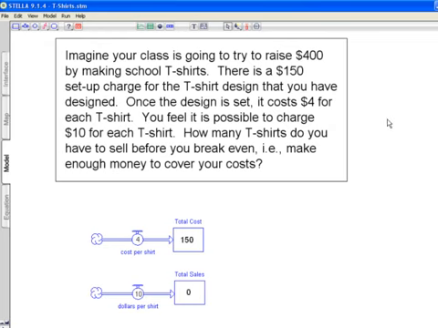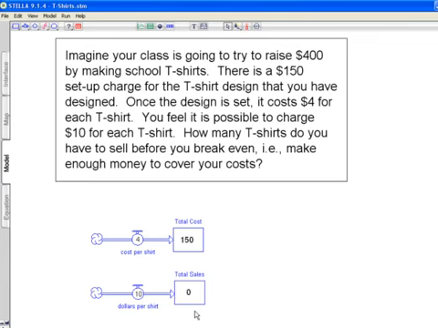Well, one of the things that I would teach my students is, well, what are the key stocks here? So what are we going to look for? And they're going to realize pretty easily that one of their key stocks is how much money they have to spend for the t-shirts, which is represented by this stock called total cost. And another one is going to be how much money they make by selling the t-shirts, and that's represented by this stock, total sales.